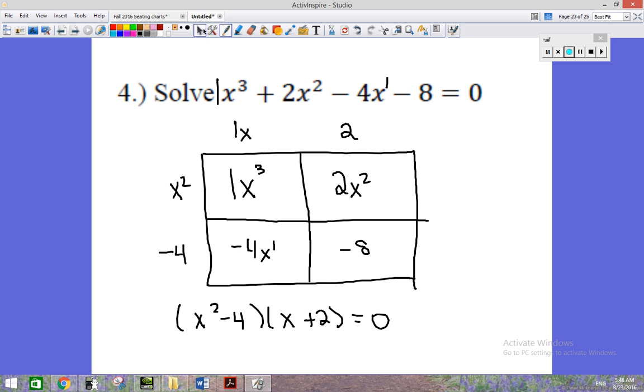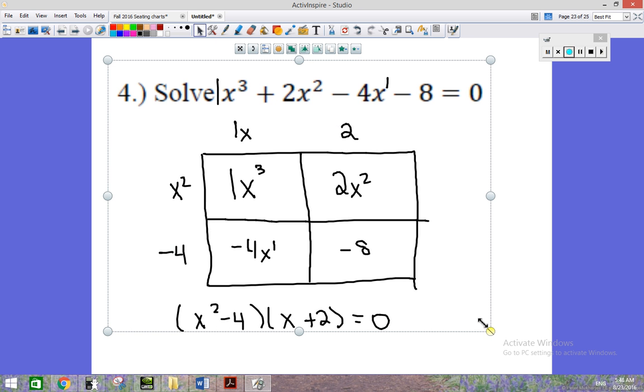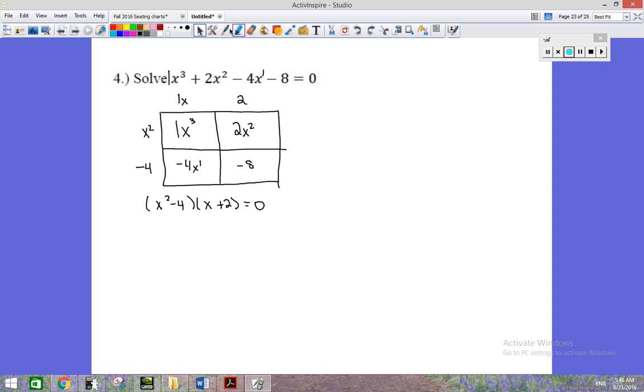And we can jump in and begin solving here, but I think it'll be easier on us to recognize that this x squared minus 4, we can keep factoring it. The x squared minus 4 is x plus 2 times x minus 2. Now if you don't see that, how would you get it? Well, you could use the x method.